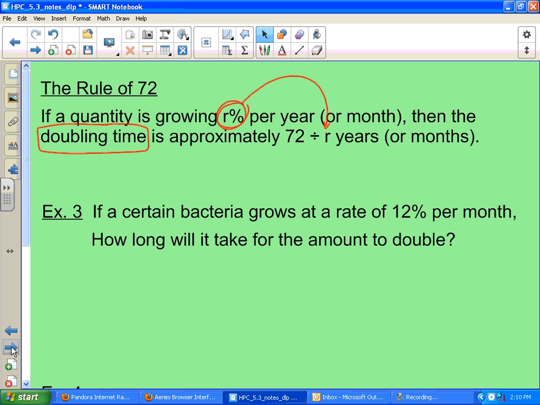All right, where were we? Yeah, that's where we were. All right, so how long? Certain bacteria grows at a rate of 12% per month. How long will it take for the amount to double? Answer.